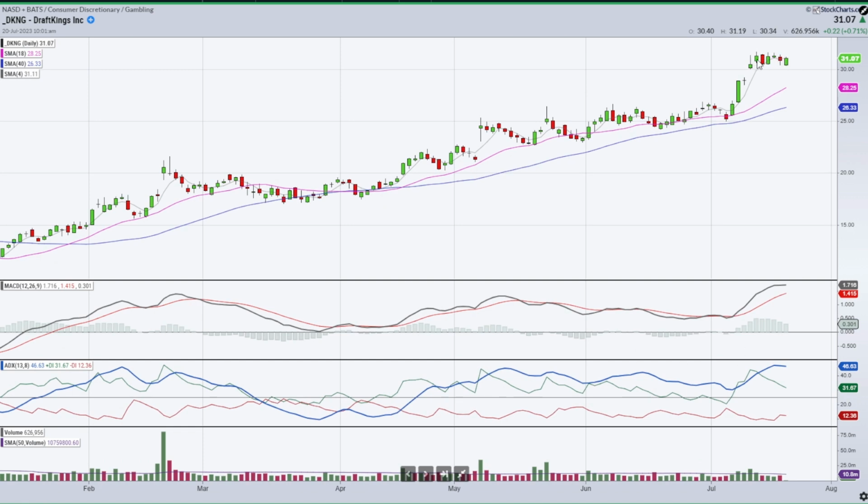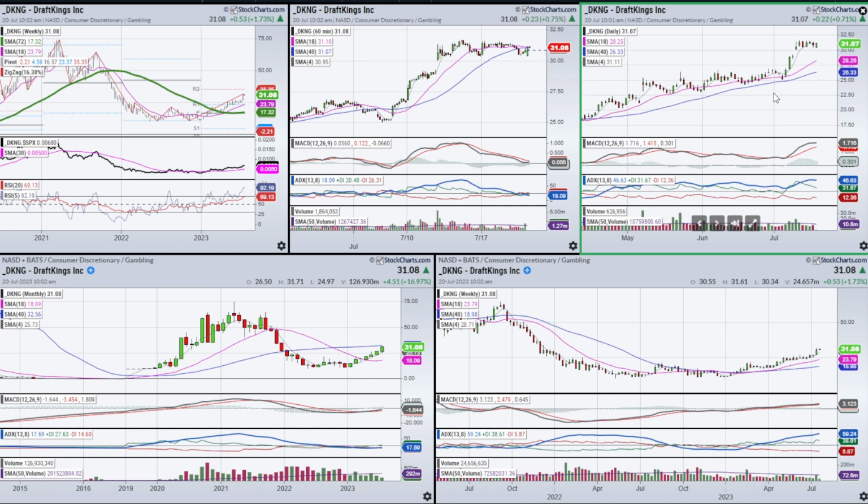And if you notice, we're just not seeing any real selling taking place here. So I wouldn't be in a huge hurry to be exiting this stock at this point. You could probably look for a little bit better pullback as the next buying opportunity.